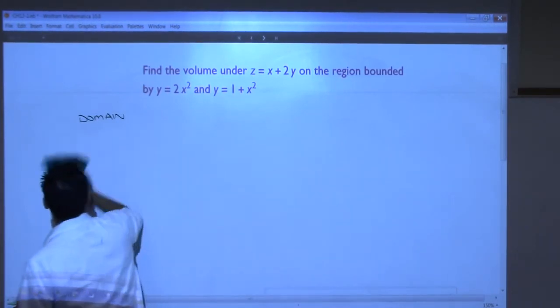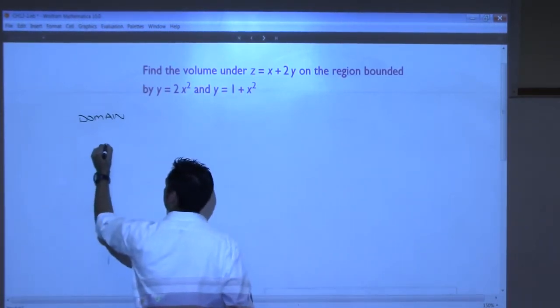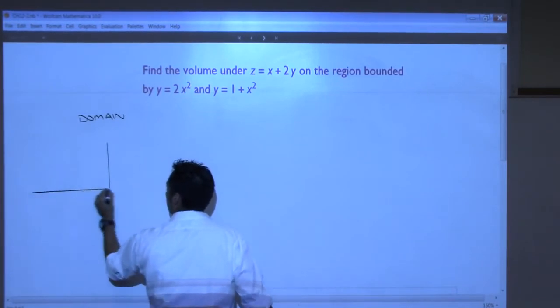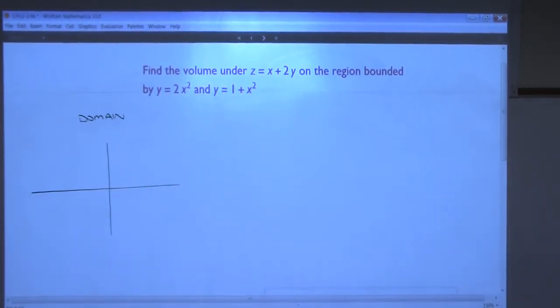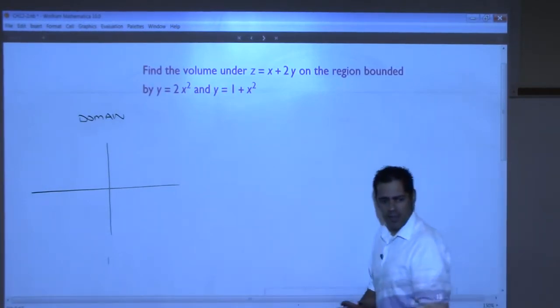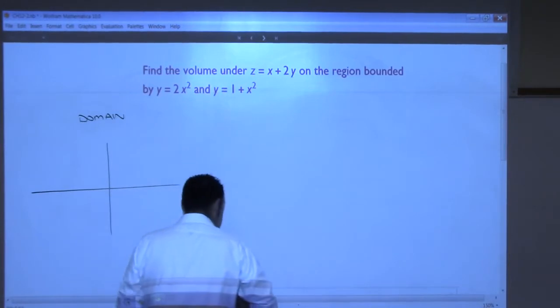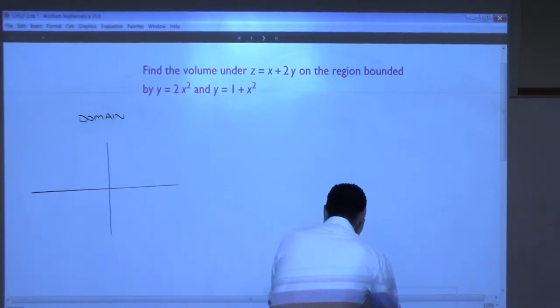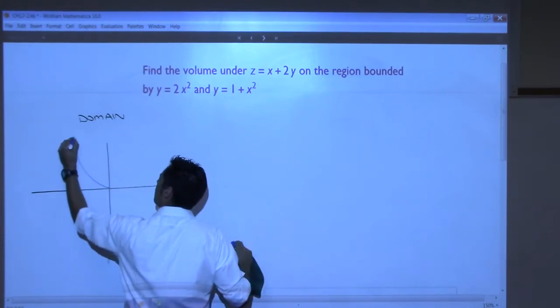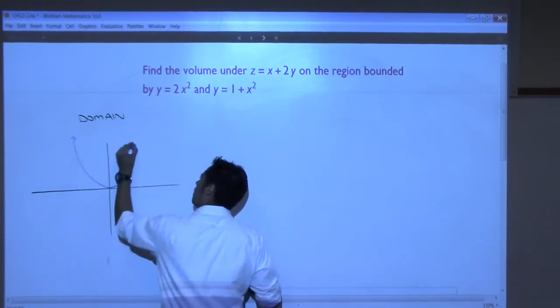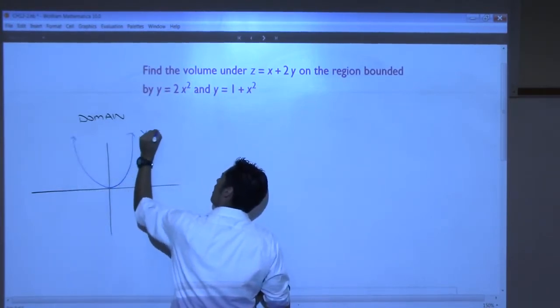My guess is that this is going to be a type 1 region. What did you say? Okay, makes sense that it would be, right? All right, so let's graph y equals 2x squared. That's a parabola, right? Starts out at the origin. I'm going to use my colors today. So this is y equals 2x squared.